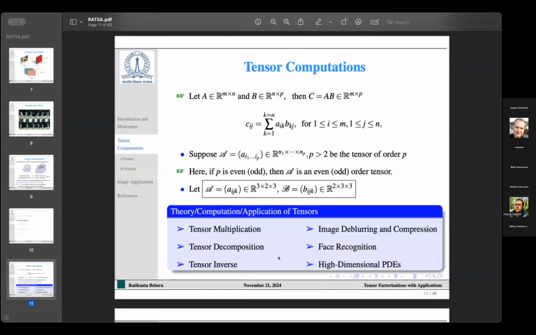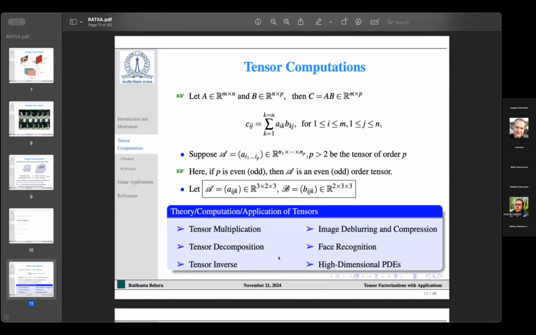Addition is okay. We can define the addition of two tensors. But when you talk about multiplication, or simply the inverse, it is difficult. So in theory and computations, we need tensor multiplication, tensor inverse, and tensor decomposition. So what is decomposition? Decomposition is like making factors, like for a number.